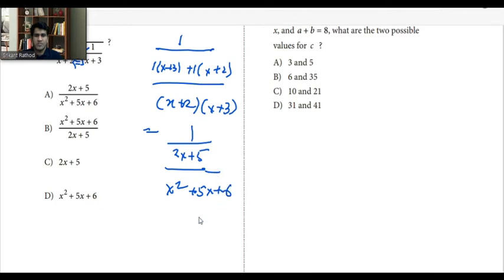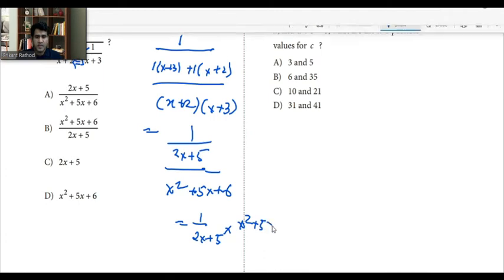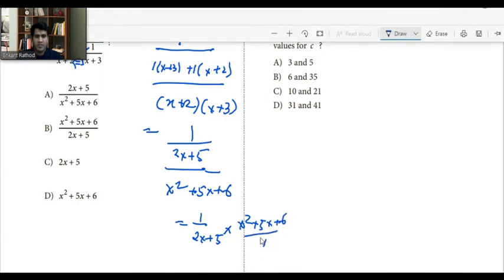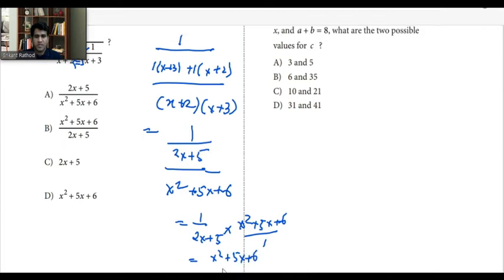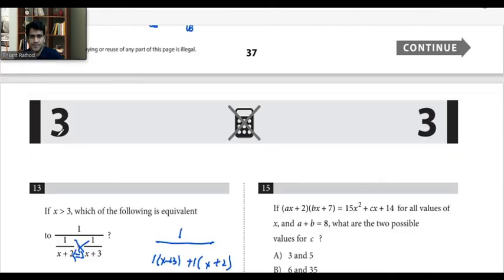So this expression further can be written here as, so the denominator can be converted into a numerator by flipping the terms, isn't it? This can be written as 1 by 2x plus 5 times, I can flip the denominator part, x square plus 5x plus 6 divided by 1. So this is as good as x square plus 5x plus 6 divided by 2x plus 5. So that represents the option choice B is the right answer here.